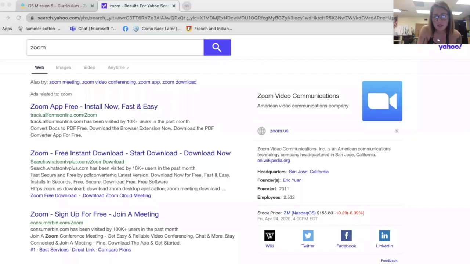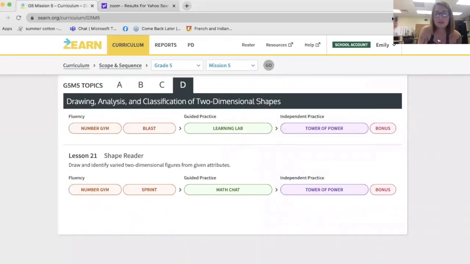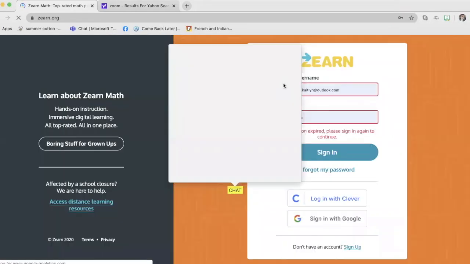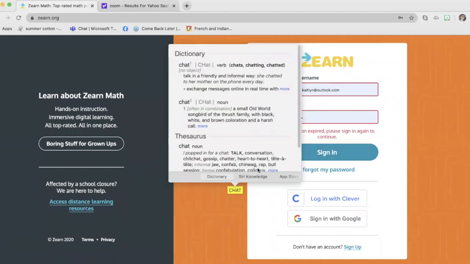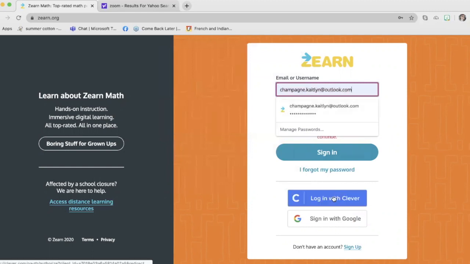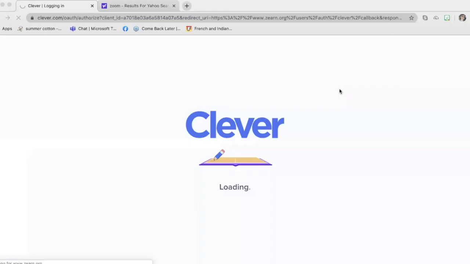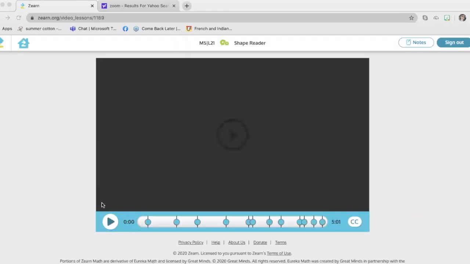Okay? I'm going to share my screen. Let's see. Where'd it go? I think this is it. No, that's not it. Can I see this? Yeah. Okay. All right, this is lesson 21, Shape Reader. I'm going to log back in because it logged me out. All right, here we go. Lesson 21.